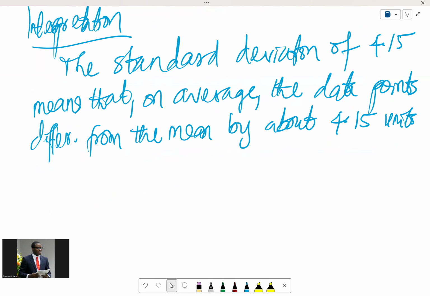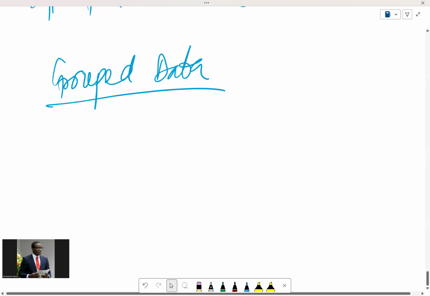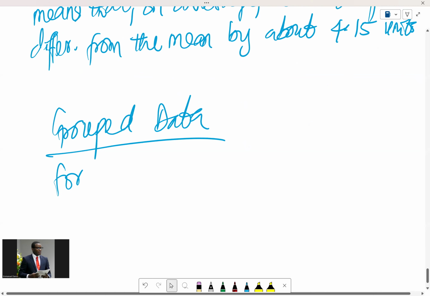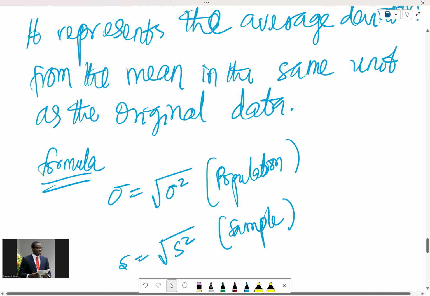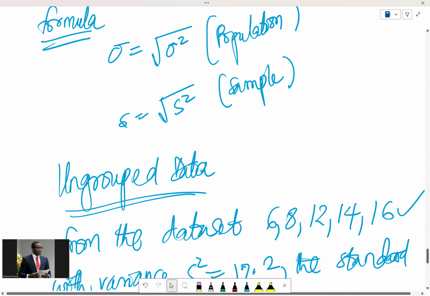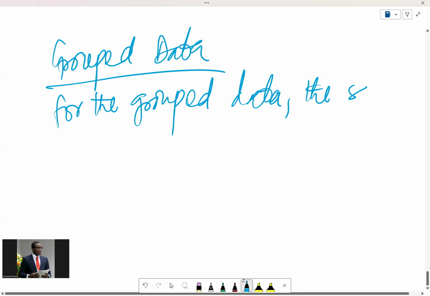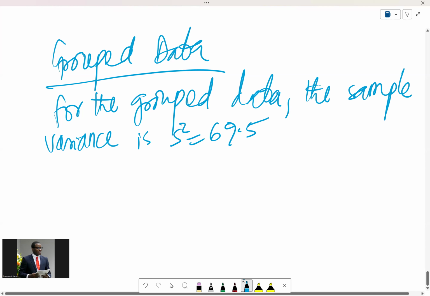Okay, so that works. Now let's talk about grouped data. Thankfully, we've done variance for that same grouped data, so we can just take the square root of that and we're good. For the same grouped data we worked on, where we got the sample variance to be 69.55, you can say for the grouped data, the sample variance is S squared, which is 69.55.